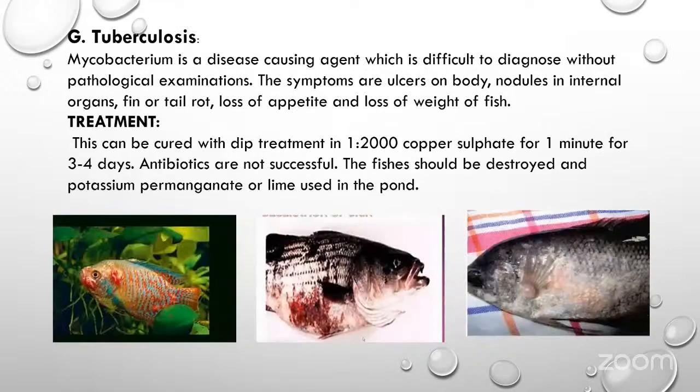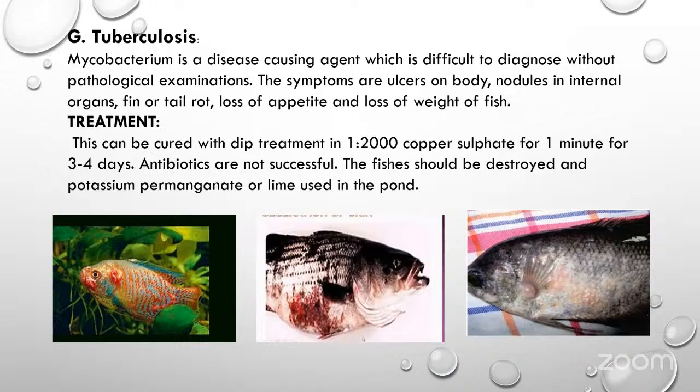Next is tuberculosis. Mycobacterium is a disease-causing agent which is difficult to diagnose without pathological examinations. The symptoms are ulcers on the body, nodules in internal organs, fin or tail rot, loss of appetite and loss of weight of fish also. Now, how has it to be cured?